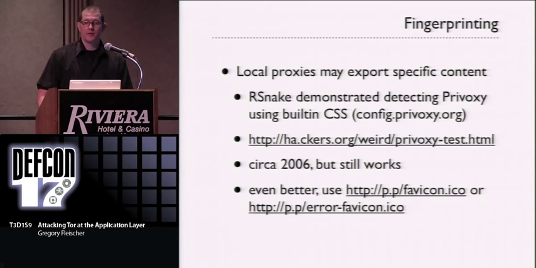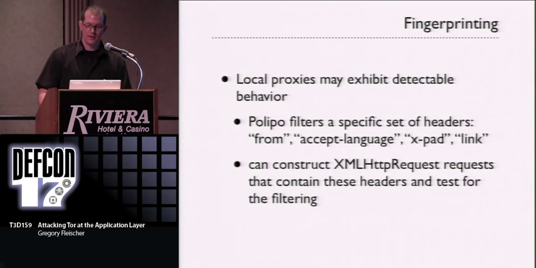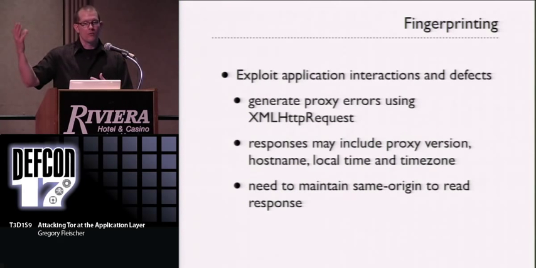But it could be. It could be very simply addressed if the remote config.privoxy.org site simply hosted the same content. But nobody's ever done that. But there's also a shortcut method in Privoxy, which is p.p. And so there's no way that some website's ever going to be able to host p.p. So we can just modify our detection routines and use p.p. instead. These proxies also exhibit locally detectable behaviors, such as the set of filters on headers that the Tor browser bundle uses in Polipo are from, accept language, XPath, and link. So we can generate XML HTTP requests and actively test for this. Generate a list of these headers, add them to our request, send it out to the site, see if they made it. If they didn't make it, we can tell you're using Polipo.